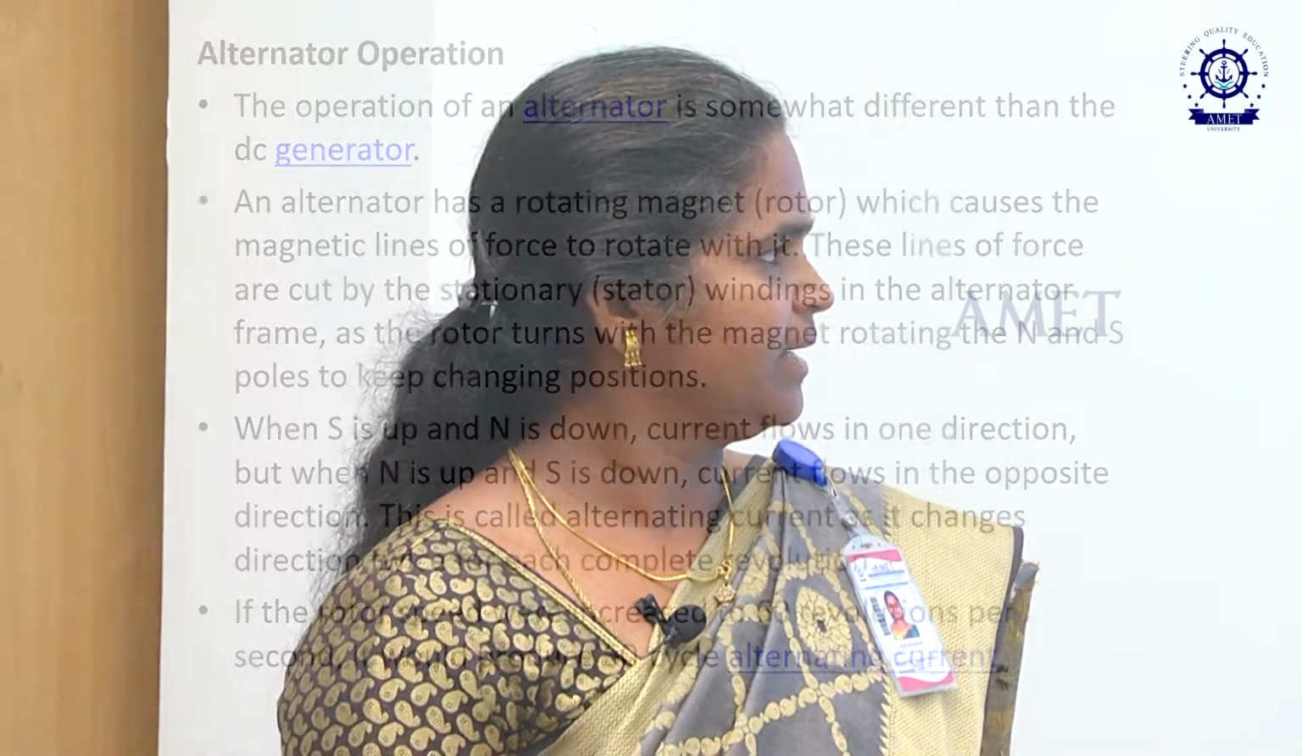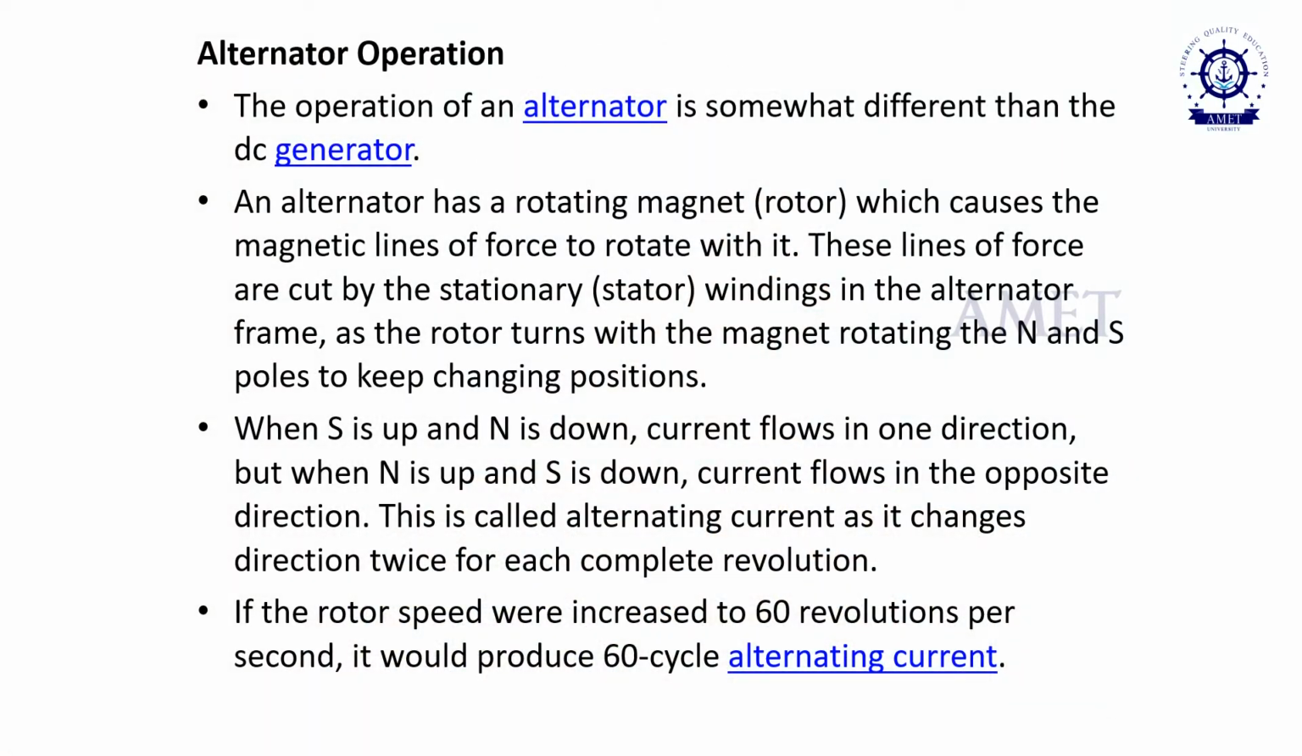The thumb indicates the motion of the conductor, the first finger indicates the direction of the magnetic field, and the middle finger indicates the direction of the current. Whenever S comes up and N is going down, the current will be in one direction. Whenever N is up and S is down, the current direction will be opposite. With this, according to Faraday's law, EMF is induced in the armature conductors, so we can get alternating EMF from the armature conductors. It can be very easily tapped from the stationary stator.